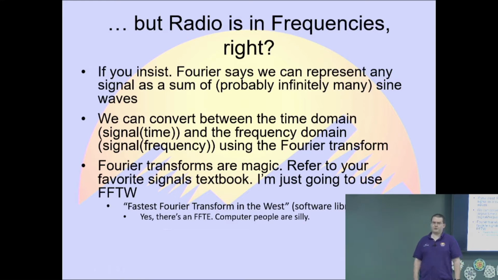Fourier transforms, of course, are magic. So if you are interested in how they work, I can probably find you a textbook to look at. We're just going to use a software library. Everybody uses one called FFTW, Fastest Fourier Transform in the West. And of course, the Japanese had to have an FFTE because computer people are silly.